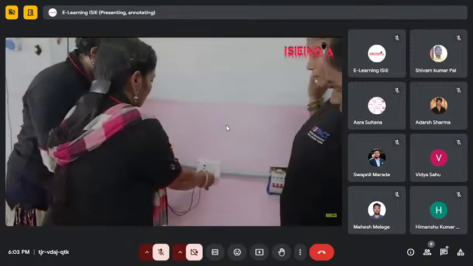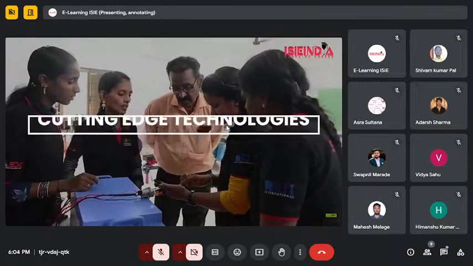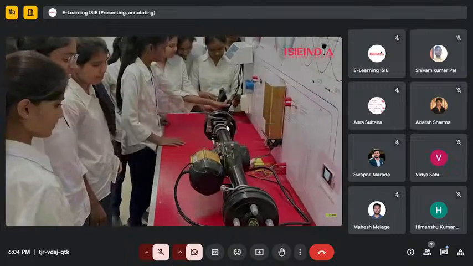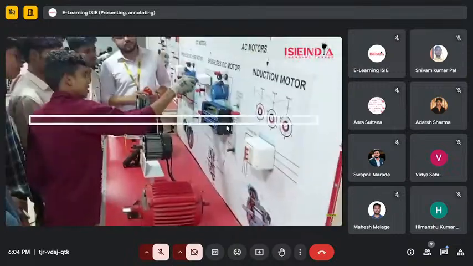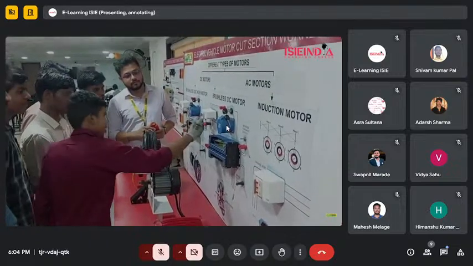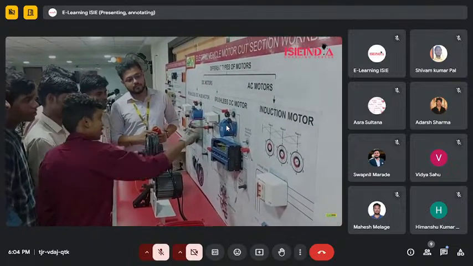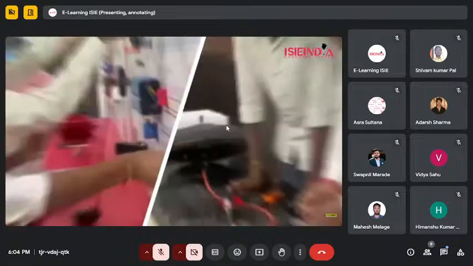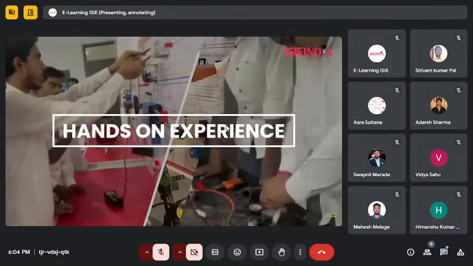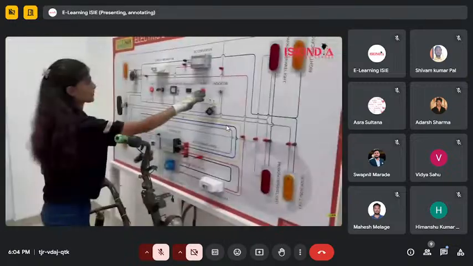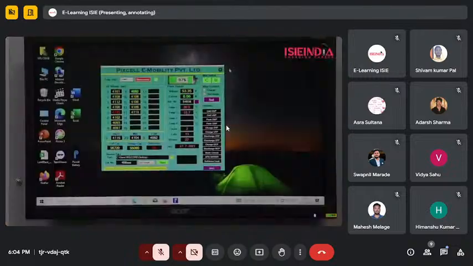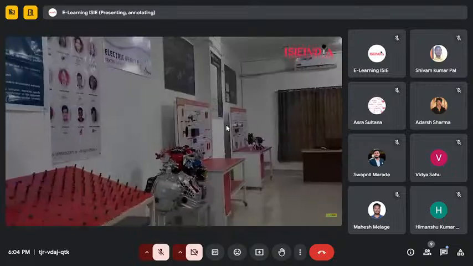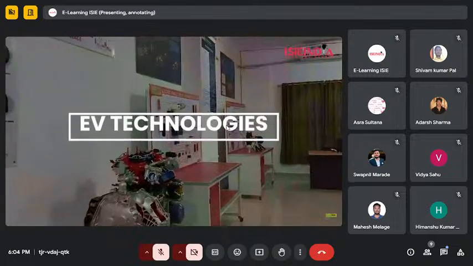Here, students and professionals work with cutting-edge technologies like electric vehicle powertrain systems, battery solutions, charging infrastructure, and a range of advanced testing and prototyping tools and machinery, preparing them to tackle the challenges of tomorrow's electric vehicle industry. The center also enables participants to work on EV components, testing procedures, and system integration, ensuring they are industry ready for emerging EV technologies and trends.